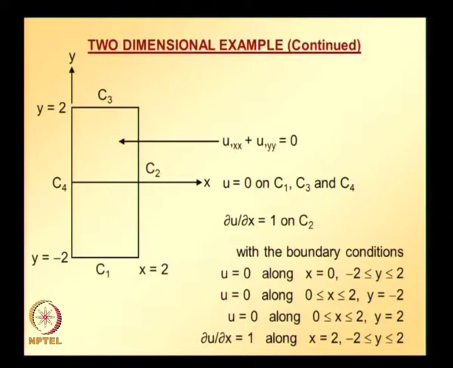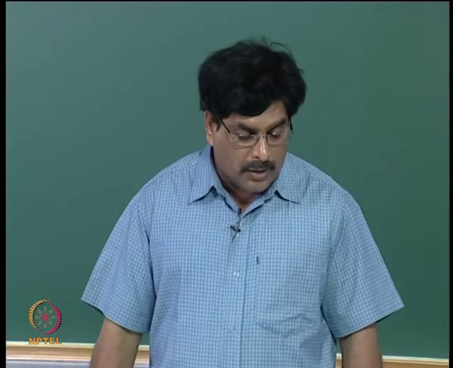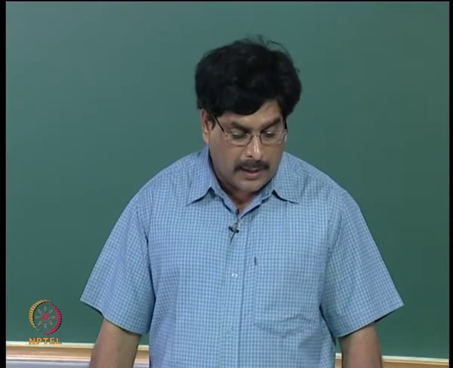So, if you go back and see the point that we noted, if we start with an admissible trial solution, the weight function is going to be 0 along the boundaries on which the essential boundary condition is specified. The essential boundary condition is specified along C1, C3 and C4. So, if you start with the admissible trial solution, the weight function is going to be 0 along C1, C3 and C4.